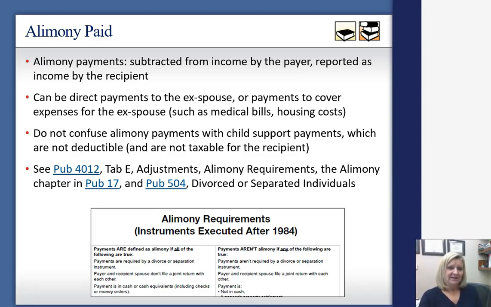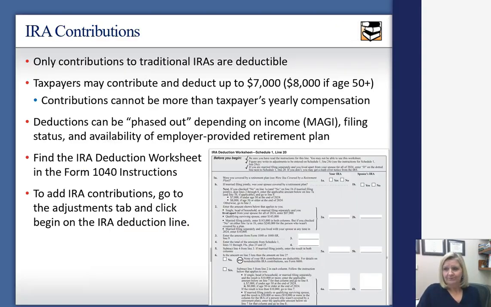It's an adjustment, so it comes before the itemized or standard deduction, and you need to make sure that it is actually an alimony or spousal support payment. It is not a child support payment. It's not a property settlement payment. It has to be designated as an alimony or spousal support payment.